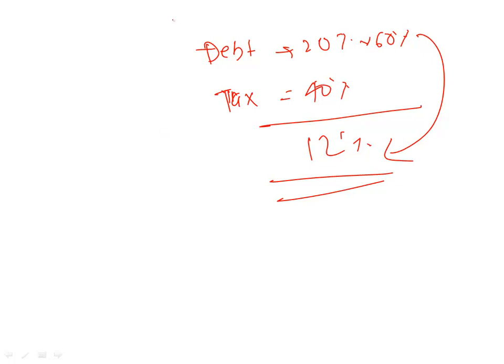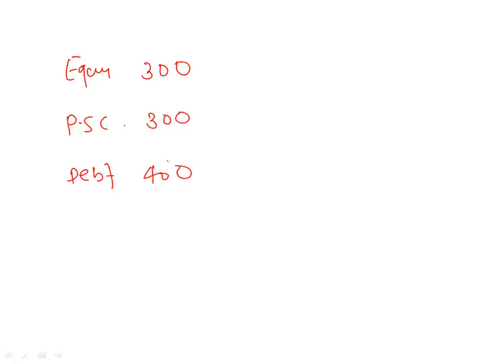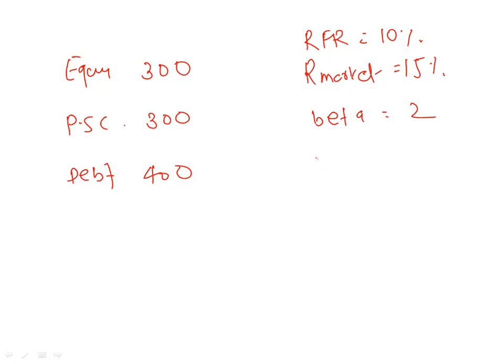So now we've learned to calculate all the three costs. Now learn to calculate weighted average cost of capital. This is your capital structure. Equity, preference share capital, debt. Equity is 300, preference share capital 300, debt is 400. Risk-free rate in the country is 10%. Return on overall market is 15%. Beta of the stock is 2.